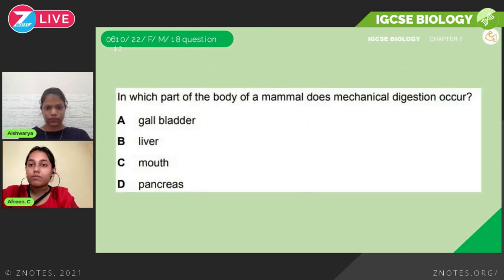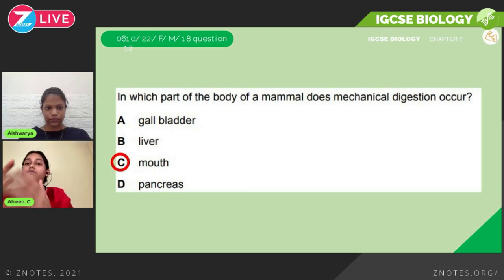Okay, this is February/March 2018, paper 2. In which part of the body of a mammal does mechanical digestion occur? Mechanical digestion is when the chemical composition of the food doesn't change, it just becomes smaller. So the correct answer is the mouth, because it contains the teeth, and we are chewing food to break it into smaller pieces.